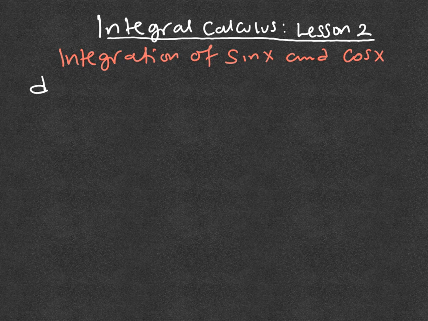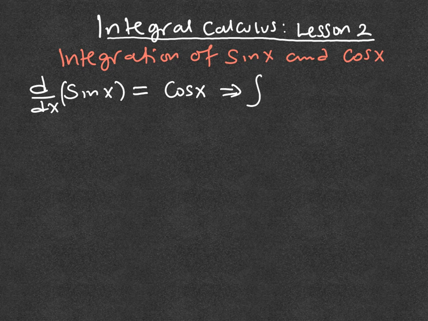If I differentiate sine of x with respect to x, the derivative of a sine is a cosine of x. Now this means that if I integrate cosine of x with respect to x, it takes me back to what I differentiated, which is a sine of x plus a constant of integration.